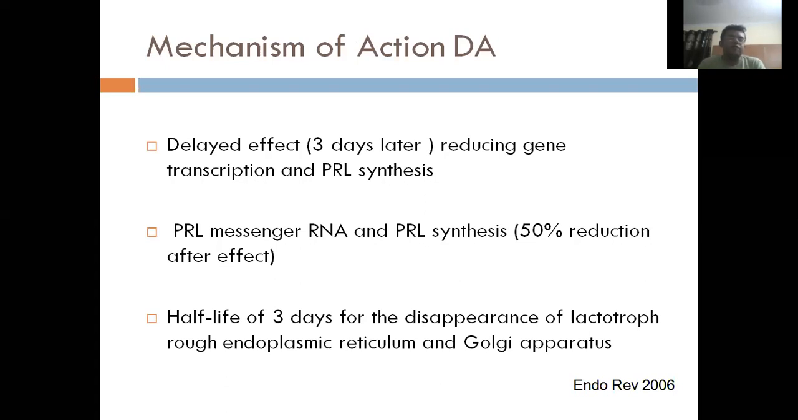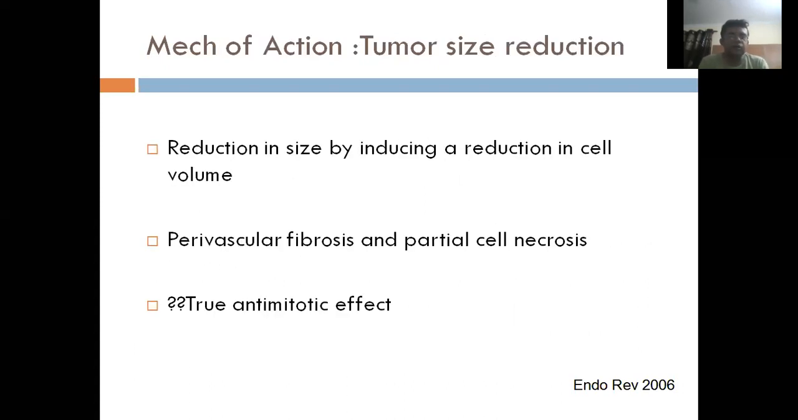But there is a long-term effect also. They reduce gene transcription, and prolactin messenger RNA and prolactin synthesis are also reduced. And later on, they also have an effect upon the cells. They are toxic to the tumor cells. They cause a perivascular fibrosis and partial cell necrosis, because of which there is a reduction in the tumor cell volume, and they may actually be having a true antimitotic effect.